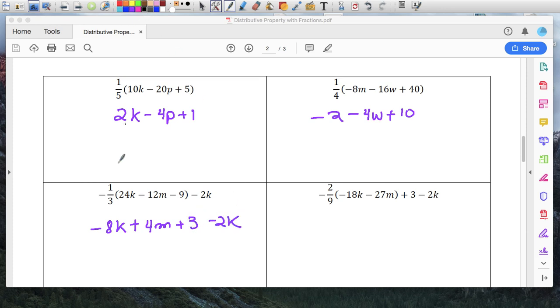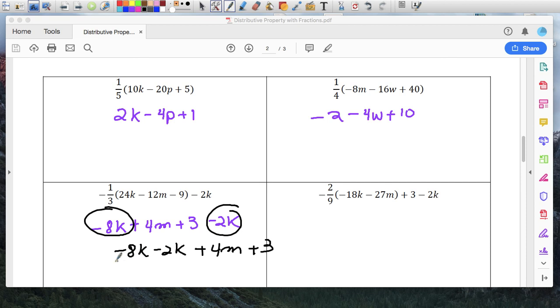I can combine this guy here with this guy here. Those are the only two terms, so let me put them side by side. Negative, so it goes from here to here. Negative 8 minus 2 is negative 10k plus 4m plus 3.